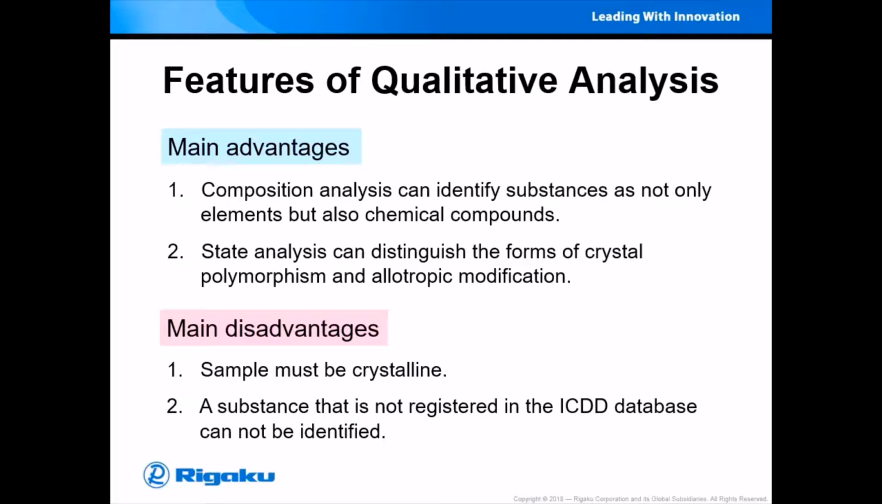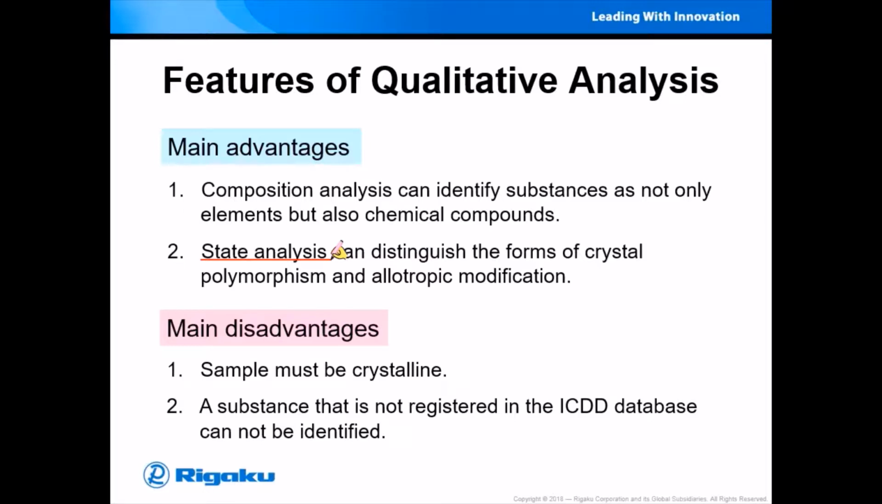Next, I'll introduce advantages and disadvantages as features of qualitative analysis of X-ray powder diffraction. There are two main advantages: composition analysis and state analysis. Composition analysis is a strong advantage. We can determine components of a sample not only by elements but also by chemical compounds. Moreover, we can find whether the substances are simply mixed or solid solution. And also we can distinguish the forms of the crystal polymorphism of compounds, or the forms of allotropic modification of elements through state analysis.